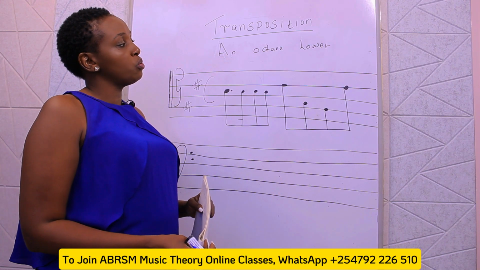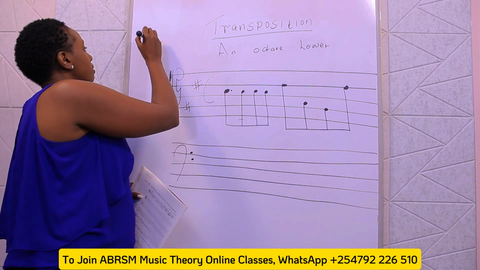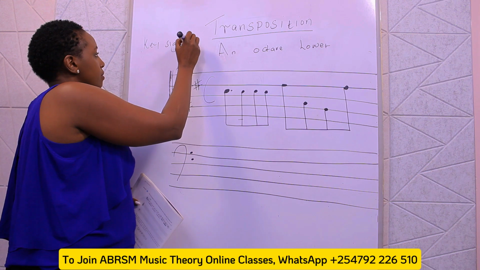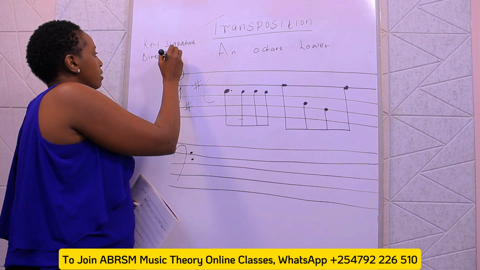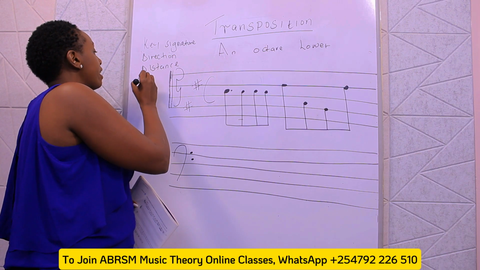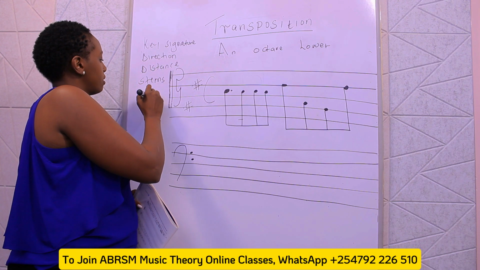What are you supposed to consider when you are transposing? One is the key signature, as usual, the direction, the distance, the stems, and the accidentals.